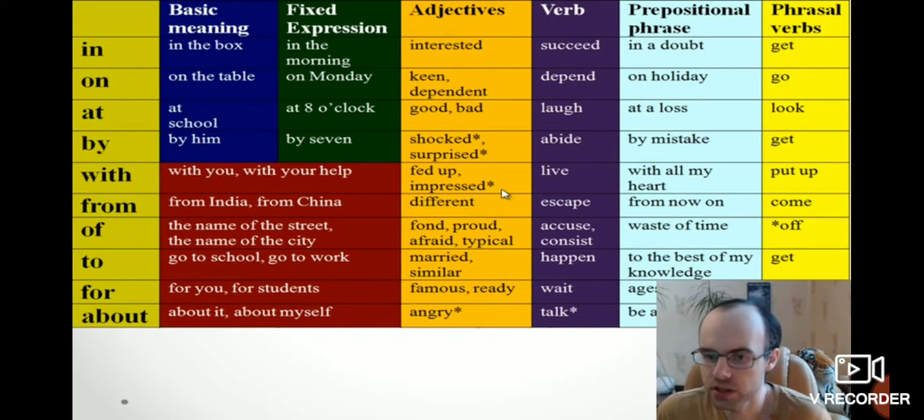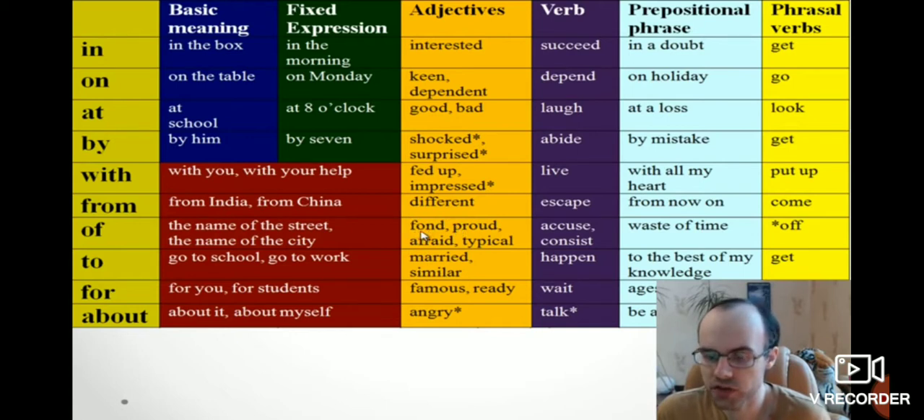Yeah, next, impressed. So we can say impressed with, and you see that it's also possible impressed by. So I was impressed by the beauty of that place, or I was impressed by her beauty, or I was impressed by the beauty of her soul, or of his soul. Different, we mostly say different from. So this method is very different from others. So it means that really this method is very different. It differs from others.